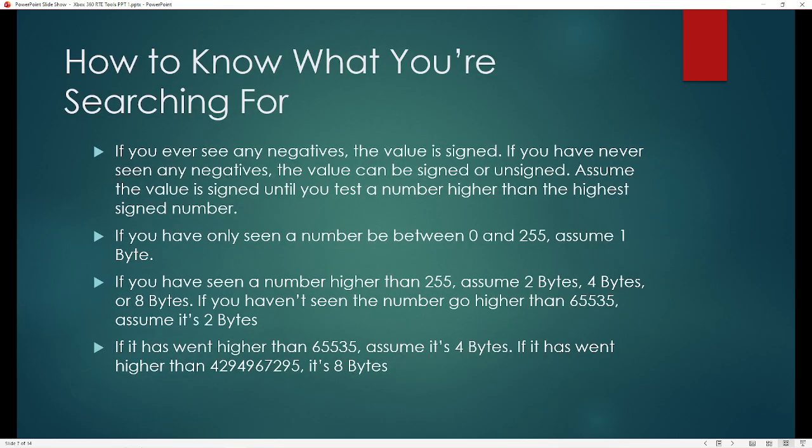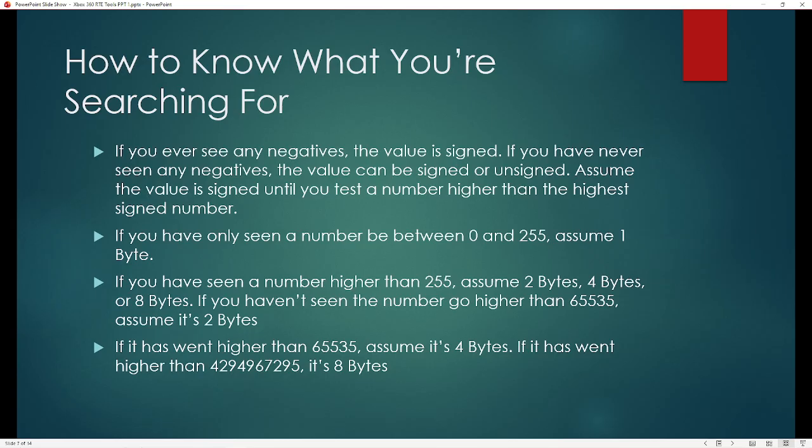I bring up the bytes and the data types here because it's going to inform how you search for things. For starters, if you ever see a negative value in a game, assume the value is signed, because that's the only other way it can include negatives. Honestly, I don't think I have with the games that I've played. If you've never seen any negatives, the value can be signed or unsigned. Assume the value is signed until you test a number higher than the highest signed number.